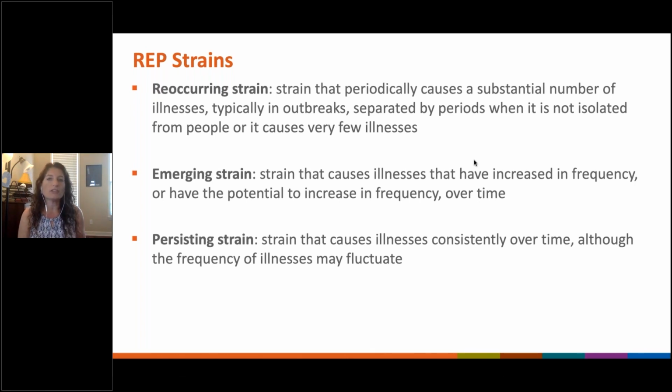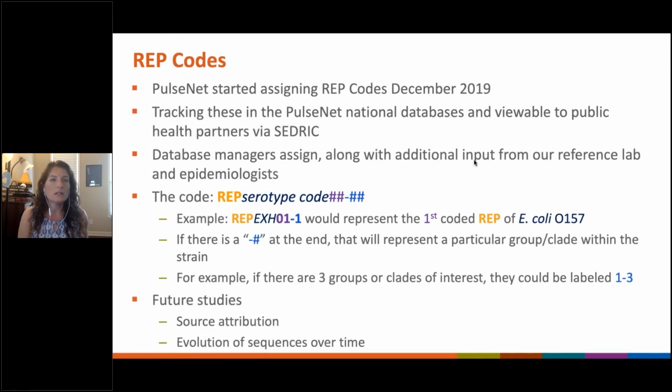Emerging is a strain that causes illnesses that have increased in frequency or have potential to increase in frequency over time. And persisting is a strain that causes illnesses consistently over time, something that we might consider a very common strain that we're just always seeing. We see a lot of that with Enteritidis. So for your information, PulseNet started assigning rep codes in December of 2019, and we've been tracking these in the PulseNet national databases. And these are also viewable to our public health partners via CEDRIC. So our PulseNet database managers assign these codes along with additional input from our reference lab as well as epidemiologists.